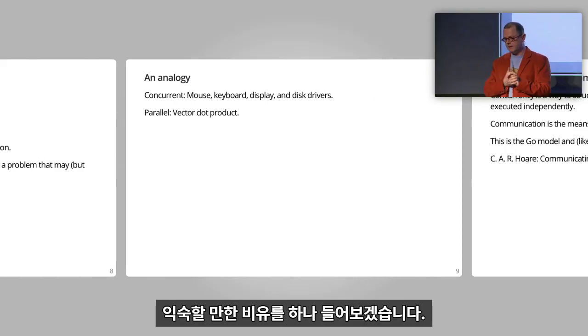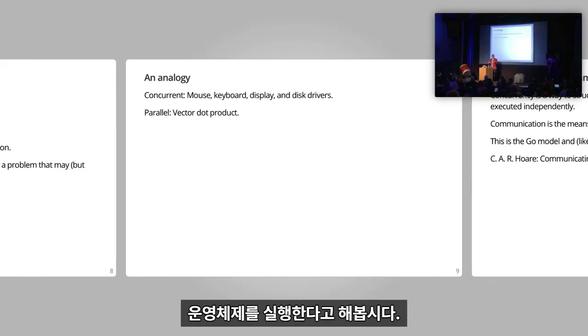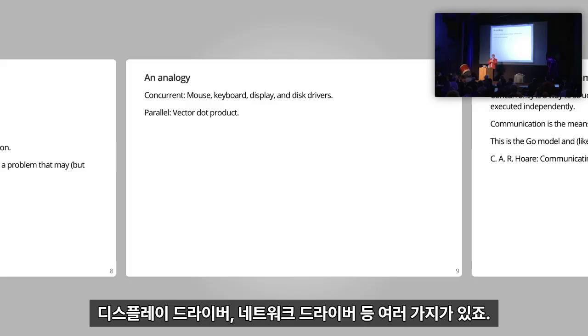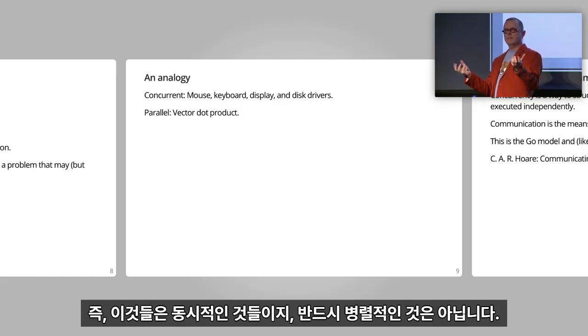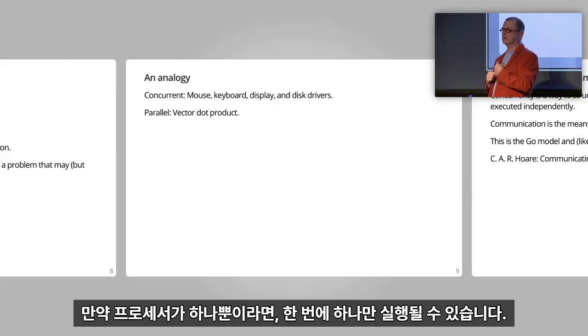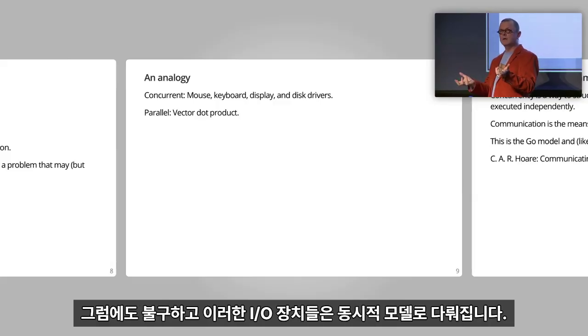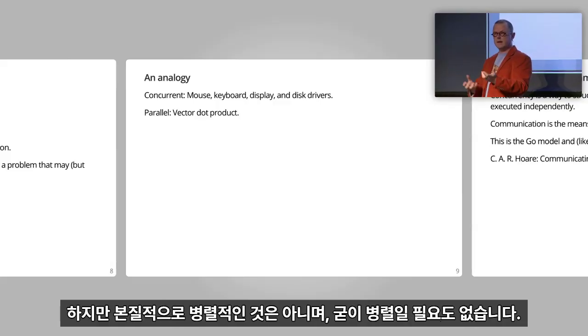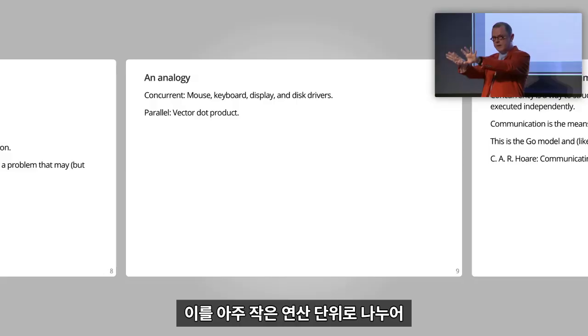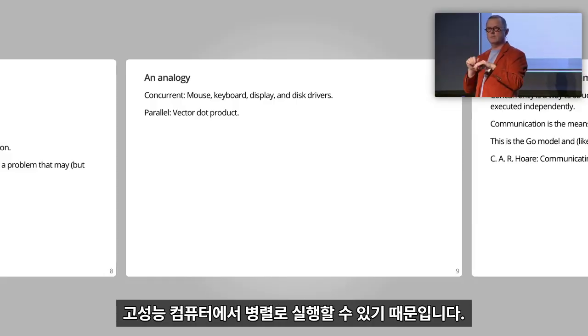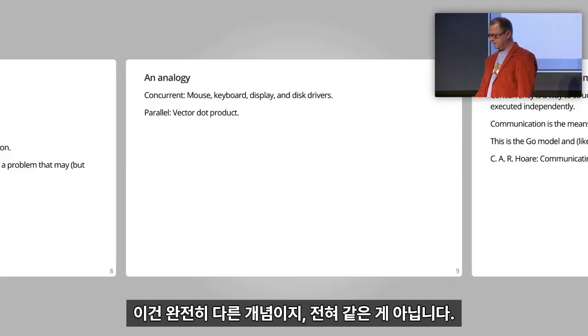Here's an analogy you might be familiar with. If you're running an operating system, it might have a mouse driver, a keyboard driver, a display driver, network drivers, whatever else. Those are all managed by the operating system as independent things inside the kernel. Those are concurrent things. They aren't necessarily parallel. If you only have one processor, only one of them is ever running at a time. So there's a concurrent model for these I/O devices, but it's not inherently parallel. It doesn't need to be. Whereas a parallel thing might be something like a vector dot product, which you can break down into microscopic operations that you can execute on some fancy computer in parallel. Very different idea, not the same thing at all.